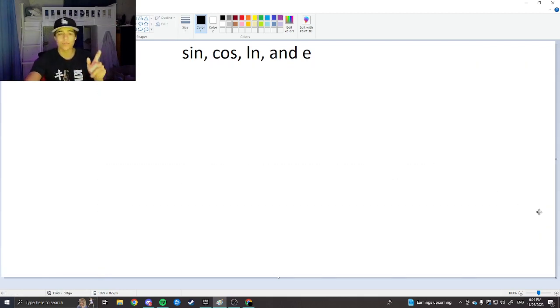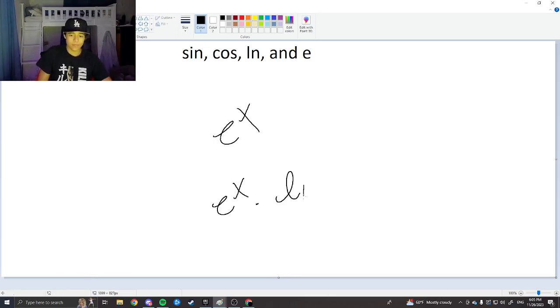This is actually why, when you have e to the x and you derive it, you get e to the x times ln e. Ln e, if you remember, just equals 1. So this is why it doesn't change. This is not important to know at all. It's just why it works.